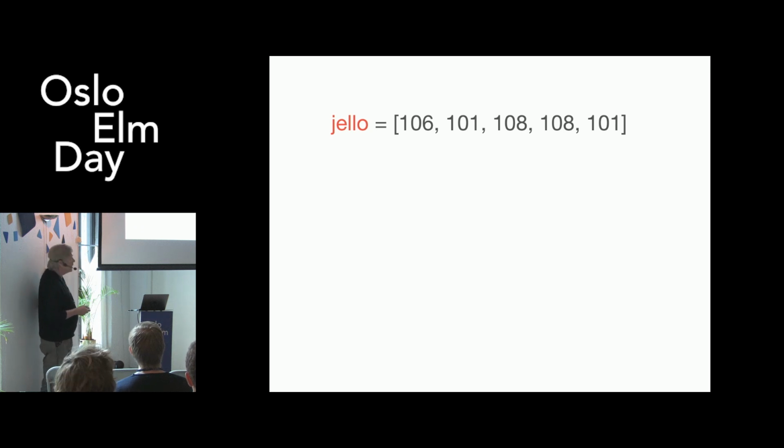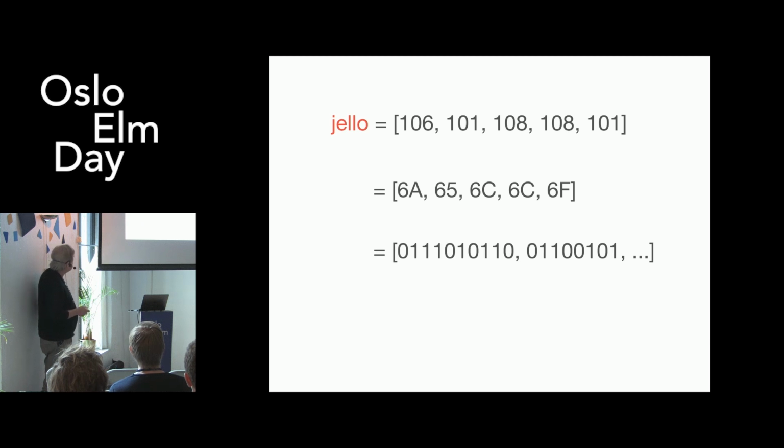So let's look at the string Jello. On the one hand, it's a sequence of alphabetic characters. On the other hand, it can be viewed as a sequence of ASCII codes. You can look at those ASCII codes in hexadecimal form. You can also write each of those hexadecimal pairs as a binary string, or you can concatenate those binary strings and you get a byte sequence. So this is how things are actually stored in the memory of a computer. So this is the level that the bytes package works on.